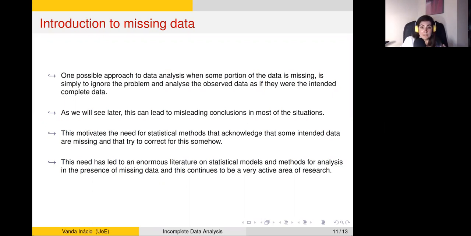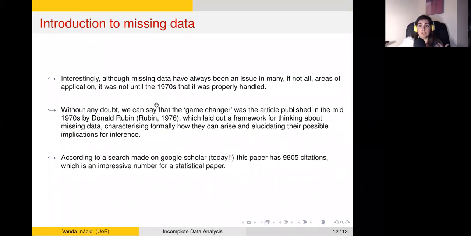This has led several researchers to acknowledge that we need appropriate methods when we are faced with missing values. And the area of missing data analysis is, fortunately, nowadays a very active area of research. However, I would say that the problem of missing values in data analysis is as old as the data analysis area itself, but it was not until the 70s that it was properly acknowledged and handled.